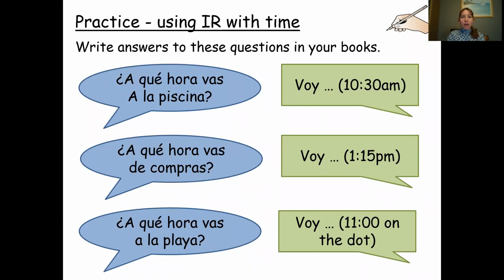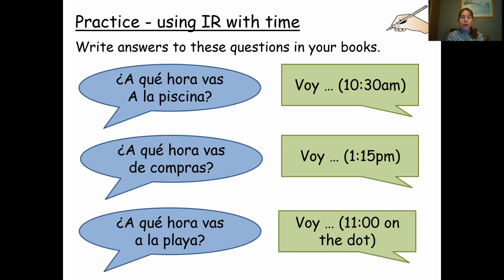I would like you to write answers to the questions in your books. So there are 3 questions there. ¿A qué hora vas a la piscina? What time do you go swimming? ¿A qué hora vas de compras? What time do you go shopping? ¿A qué hora vas a la playa? What time do you go to the beach?